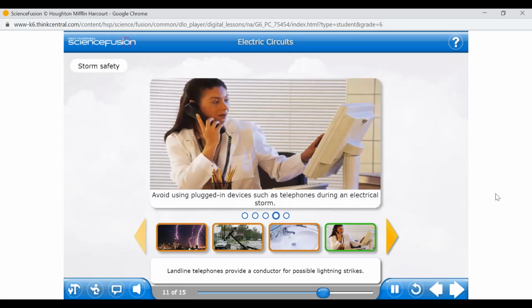Landline telephones provide a conductor for possible lightning strikes. In general, avoid contact with landline phones and other plugged-in electrical devices during an electrical storm.